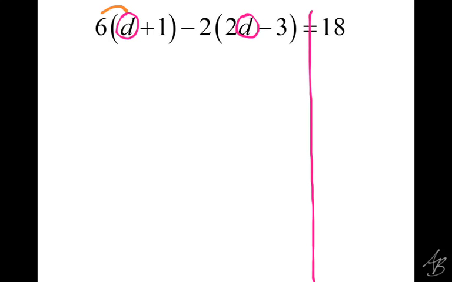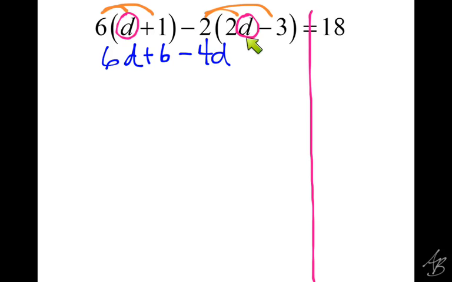So we're going to distribute the 6. 6 times d is 6d, and 6 times 1 is 6. That's a positive 6, right? And then we distribute this 2. 2 times 2d is negative 4d. Why is it negative? Because this 2 is negative, right? So we're distributing a negative 2 here, actually. And negative 2 times 2d is negative 4d. Negative 2 times negative 3 is positive 6.